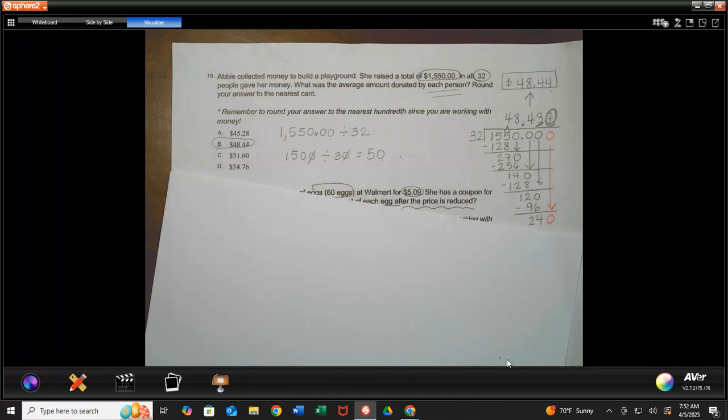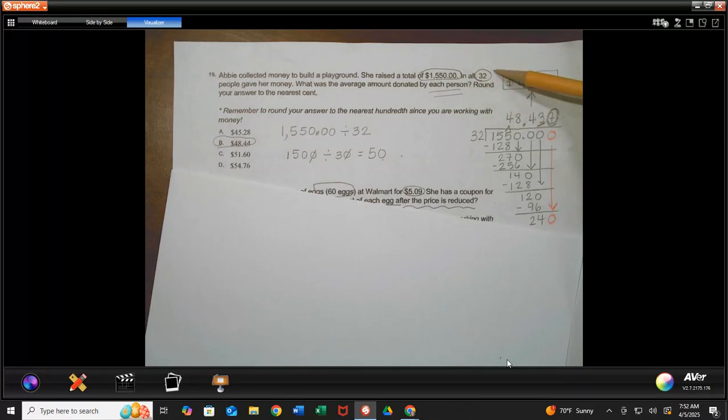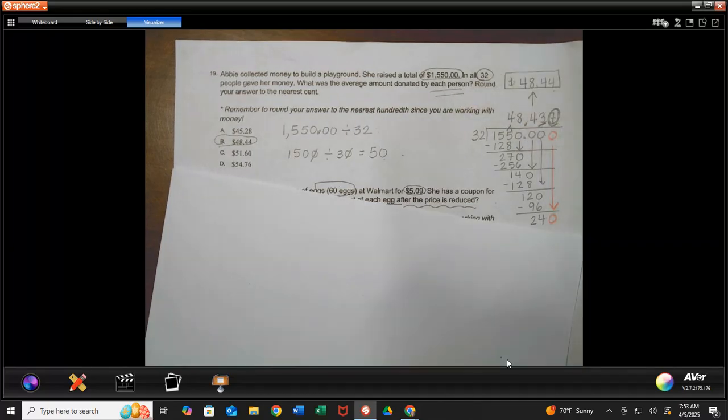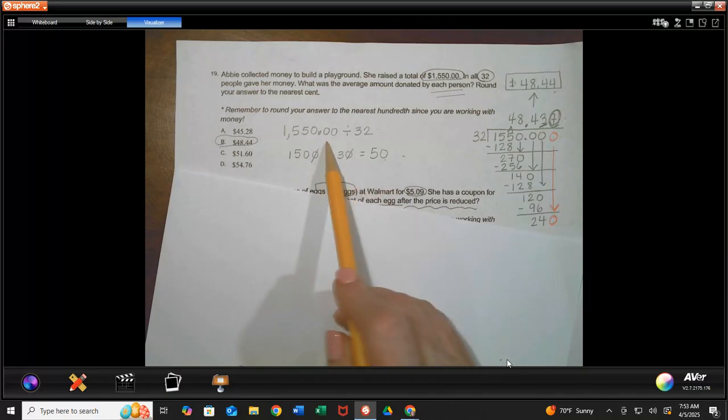I noticed this is, again, that stereotypical division problem. You're given the grand total of what she raised. You know 32 people donated. If you want to know what each person donated, you want the unit rate. So 1,550 divided by 32.